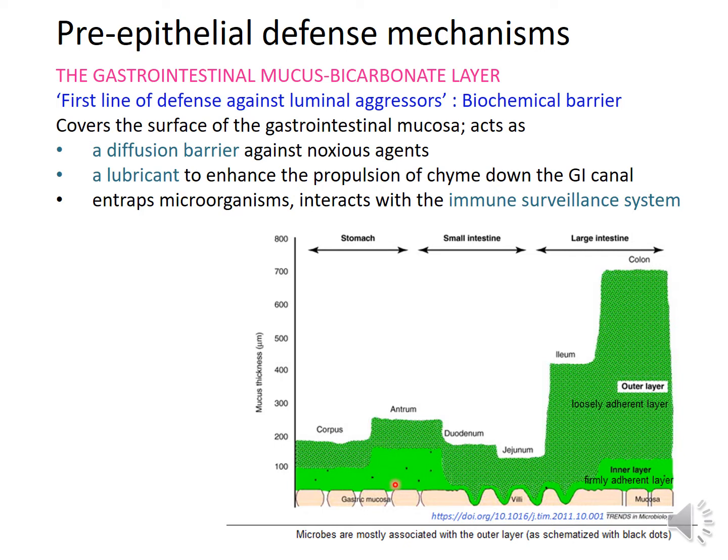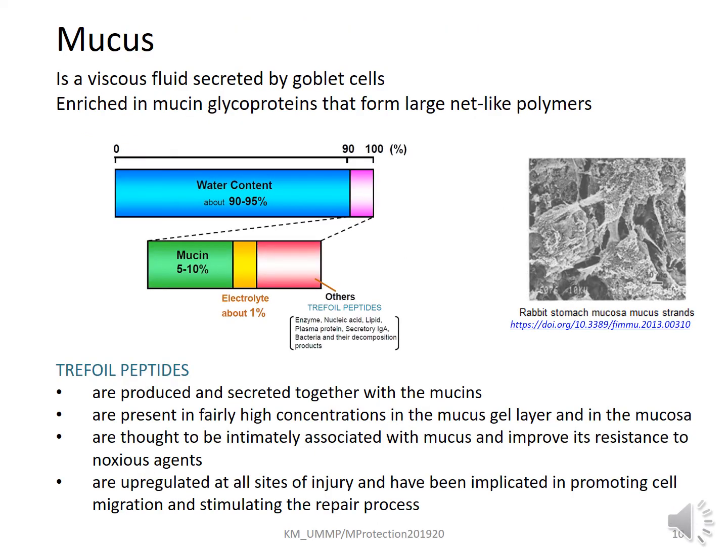And this layer acts as the diffusion barrier against the noxious agent. It acts as a lubricant, or it entraps the microorganism and interacts with the immune system. As the mucus is important in mucosal protection, you need to know more about mucus. It's a fluid secreted from our goblet cells. It's enriched in glycoproteins that form large net-like polymers. This feature is obtained from rapid stomach mucosa.